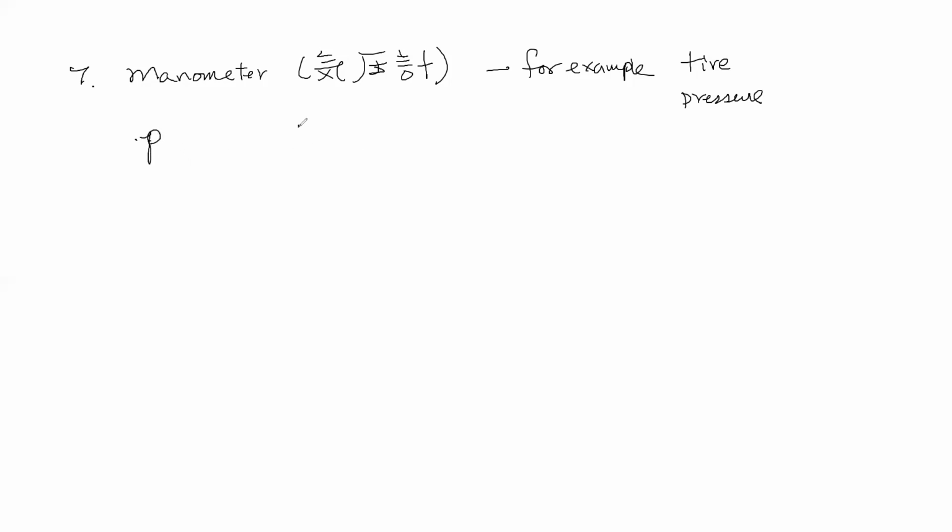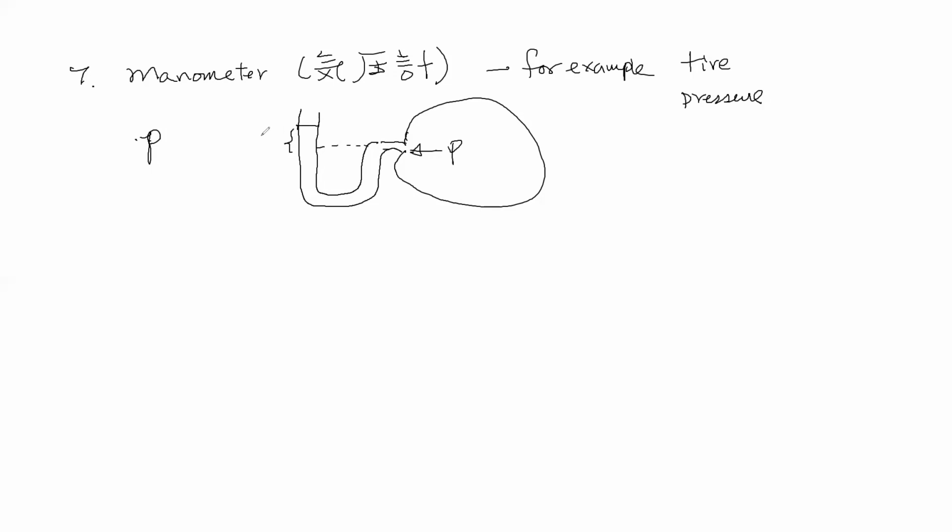So let's say I'll draw this here. So you'll be like that. And then you have the pressure right there. This is your P. And let's say you have a container right there, and that could be your tire. And then you have the water or some other liquid. And then you have the height difference right there, from here to here. And let's say the height is delta H.